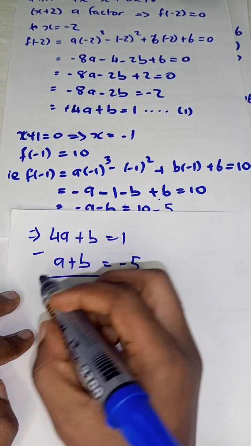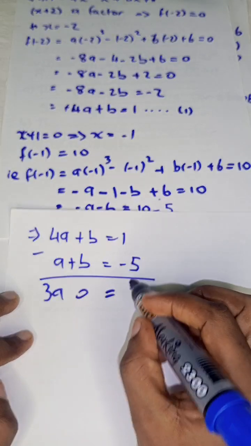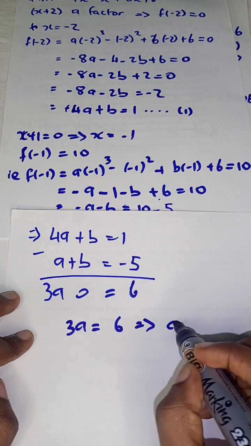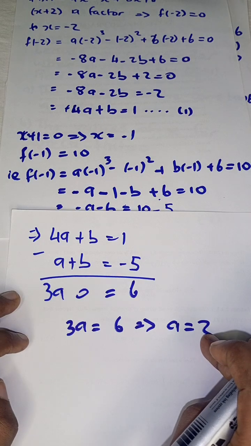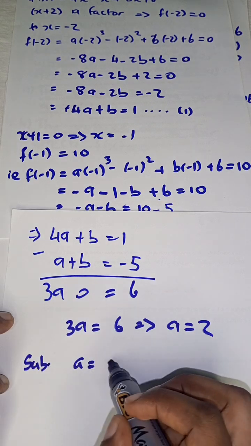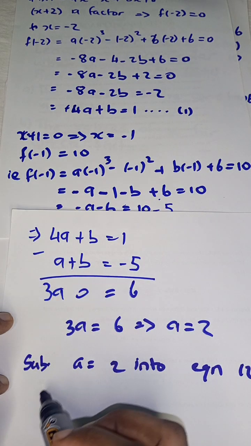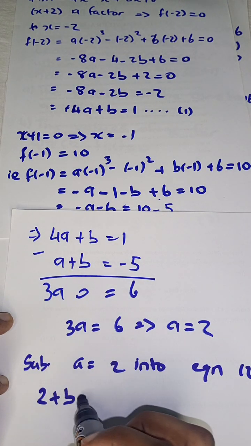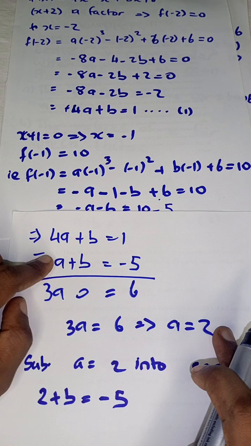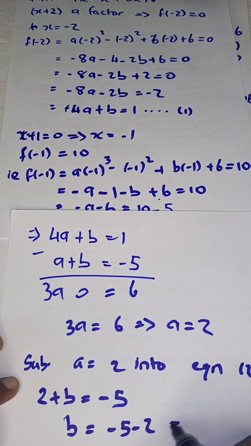So 4a minus a will give us 3a, b minus b will give us 0, and 1 minus negative 5 will give us 6. So 3a equals 6, implying a is equal to 2. Now, using this value of a, we are going to obtain the value for b, so we can substitute a equal 2 into equation 2. So this is 2 plus b equal to negative 5. We've substituted a with its value, and that's going to give us b being equal to negative 5 minus 2, which is negative 7.